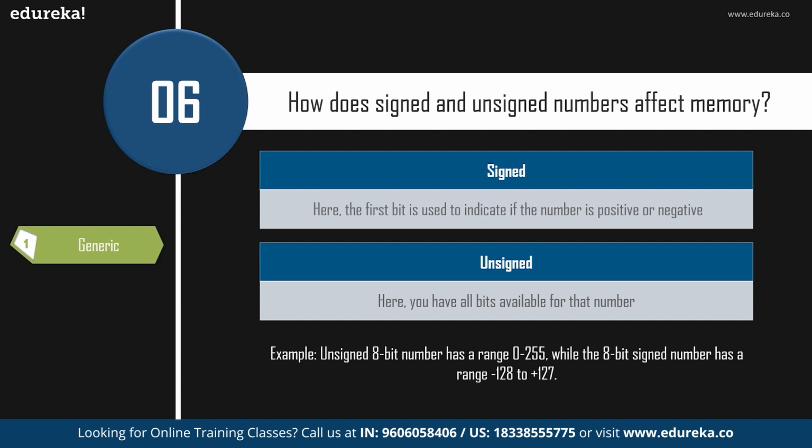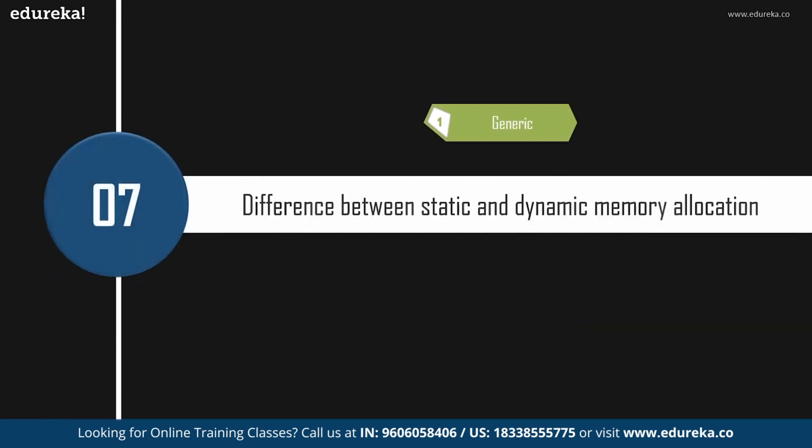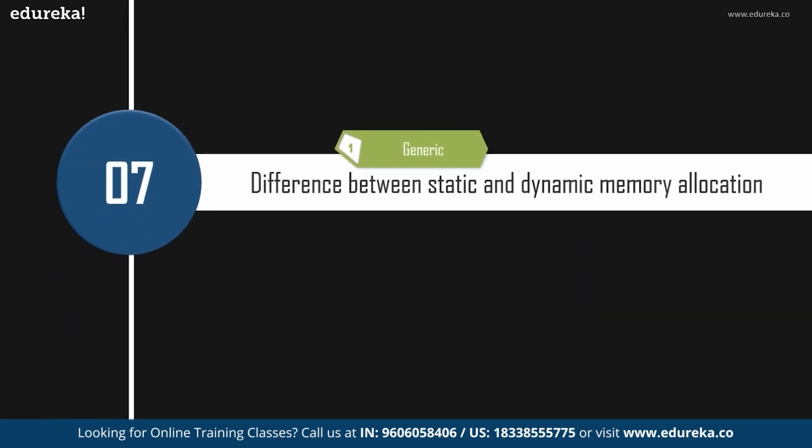With unsigned numbers, you have all the bits available for that number. The effect is best seen in the number range. An unsigned 8-bit number has a range of 0 to 255, while an 8-bit signed number has a range of -128 to +127. The next question is differentiate between static and dynamic memory allocation.